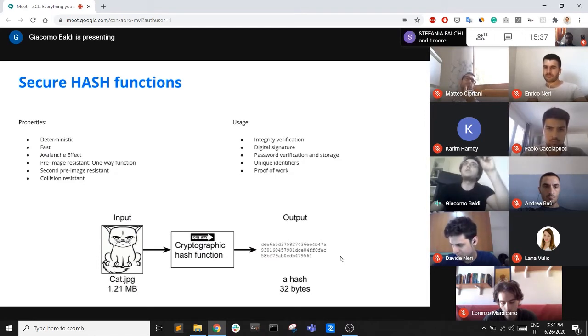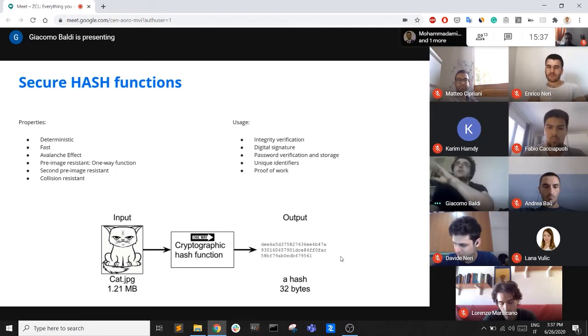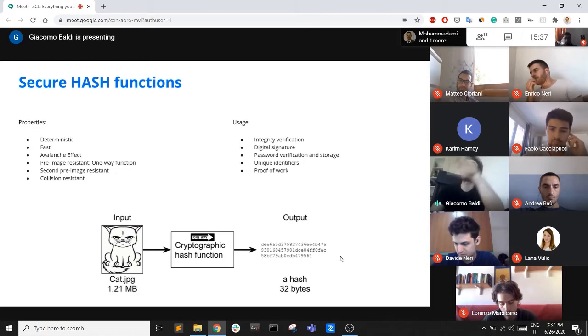Another property of hash functions is that if I give you the output, there is no way for you to know what the input was. You cannot construct the cat from the 32 bytes. There is no way. This is called pre-image resistance. If I give you the output, you cannot know the input. Then there is the second pre-image resistance. If I give you the cat and the output, you cannot find another input that gives the same output. This is a stronger property.